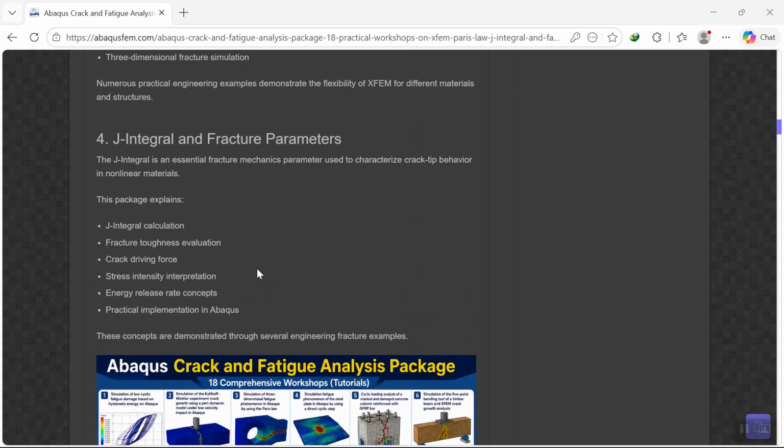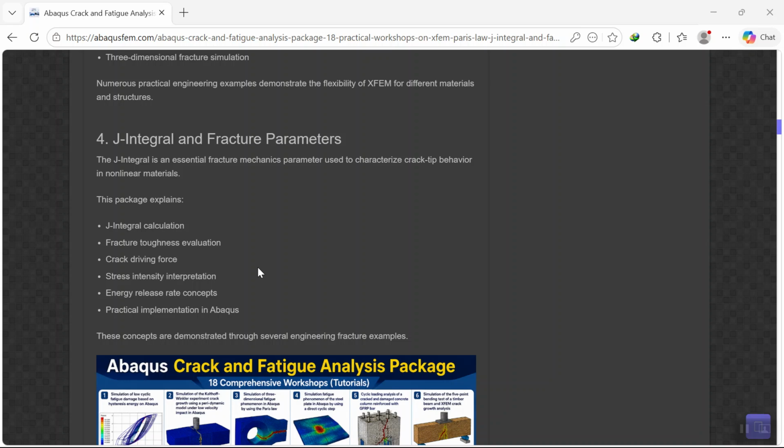The fourth topic is fracture mechanics parameters, including the J integral. The J integral is one of the most important concepts in nonlinear fracture mechanics. It is widely used to evaluate fracture toughness and crack driving force. Our tutor explains not only how to calculate this parameter in Abaqus, but also how to interpret the results.